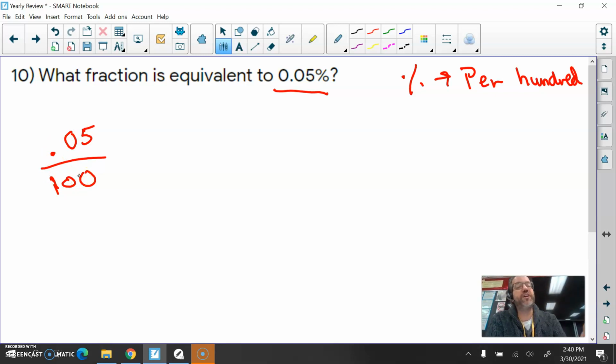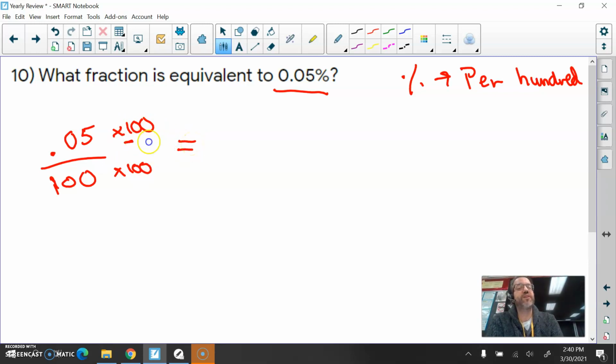So what can I do to move that decimal point 2 spaces to the right? 1, 2 spaces to the right. Well, I could multiply by 100, couldn't I? Because if you multiply by 10, whoop, it moves 1 space. Multiply by 10 again, whoop, it moves that 2nd space. So you've just multiplied by 10 squared, or 100. I'll do the same thing down here. I'll multiply by 100.